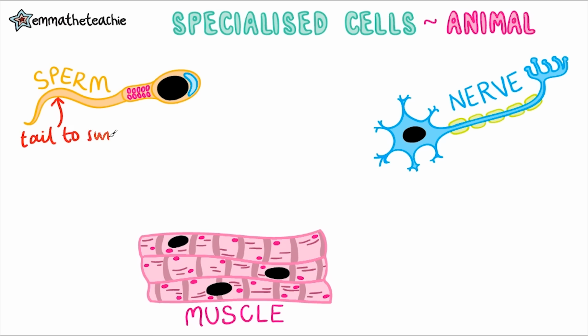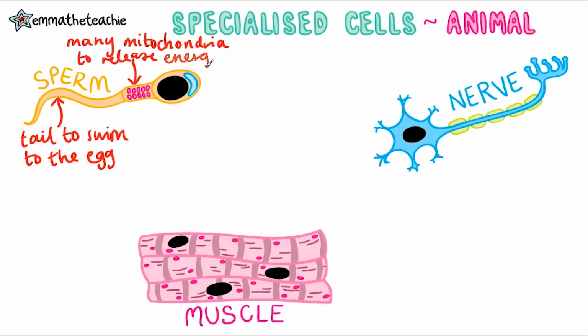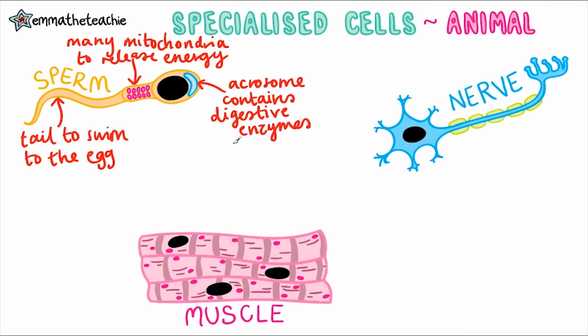Well, first up, we've got a tail that helps it swim or move through the reproductive system to the egg. Then its midpiece has got many mitochondria to release energy for the movement of the tail. Up here in the head, we've got what we call an acrosome, which contains digestive enzymes to break down the egg and allow the sperm cell to penetrate it. And of course, we need a large nucleus to contain DNA, which can then be passed on to create offspring.